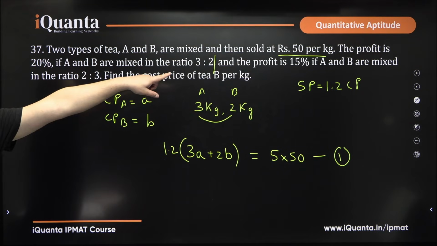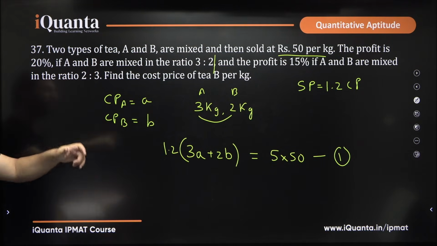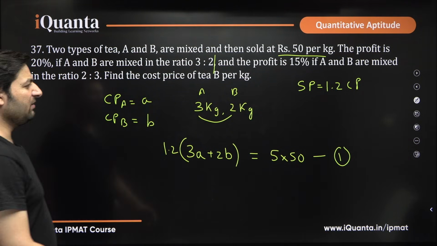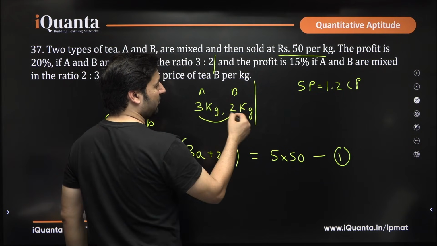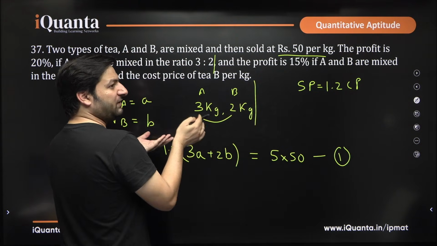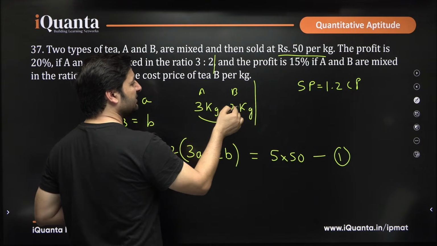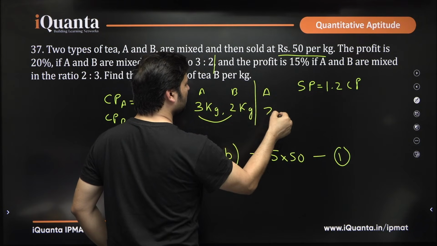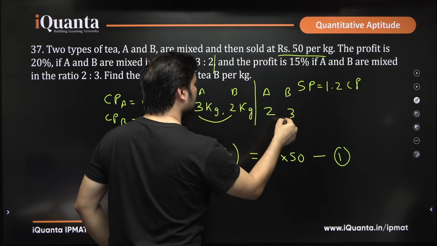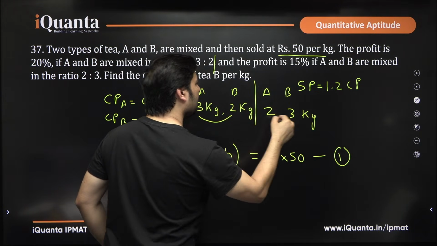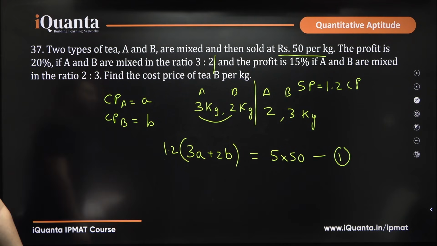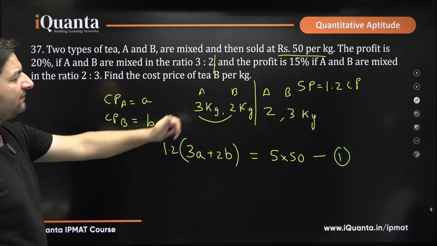Profit is 15% if A and B are mixed in the ratio 2:3. So I can obviously say 5 kg of tea is there, earlier 3 kg A and 2 kg B. If A would have been 2 kg, B would have been 3 kg, right? Then again total tea would have been how much? 5 kg, okay.